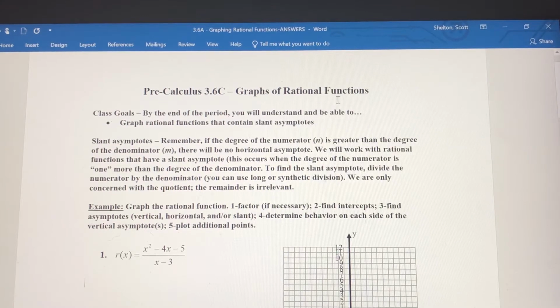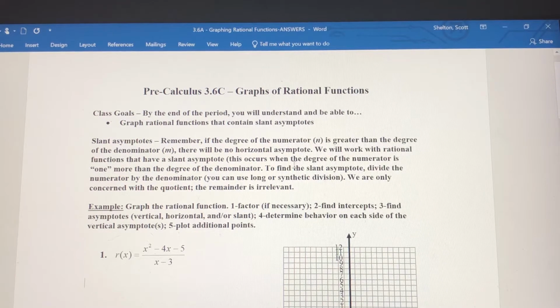So in this video, we're going to graph rational functions that have slant asymptotes, okay? Think back to when we were talking about horizontal asymptotes. We won't have a horizontal asymptote if the degree of the numerator is greater than the degree of the denominator, okay? Now, a slant asymptote is going to occur in one specific instance.